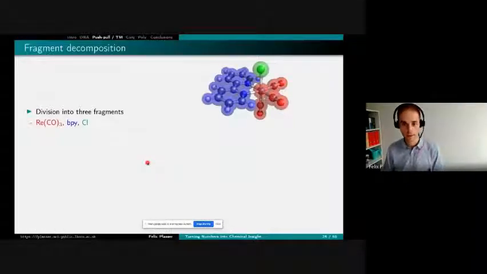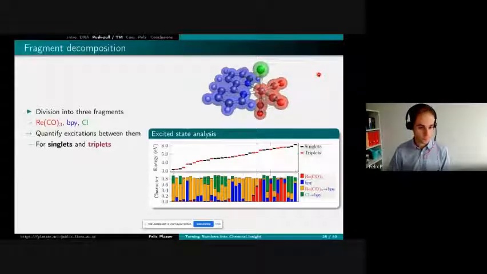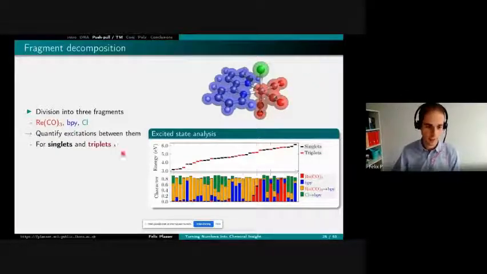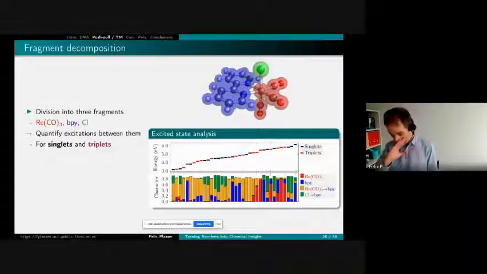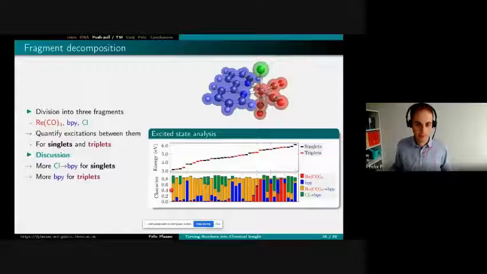For this system, I divide it into three fragments. You have the bipyridyl here, you have the rhenium and carbonyl here, and the chlorine up here. This is the same plot that we had before. I look at the singlet and triplet states, which are shown here. I can show the energy here, and then this decomposition again. Again, some contributions are missing, either because they're double excitations or because they're different directions that I didn't include. But the point is, we can start discussing things.